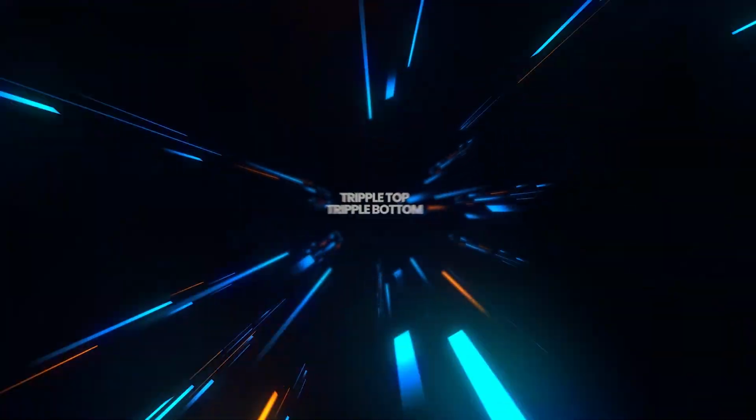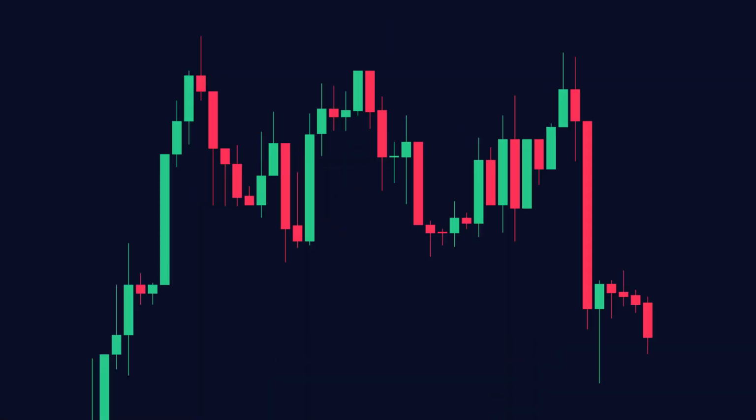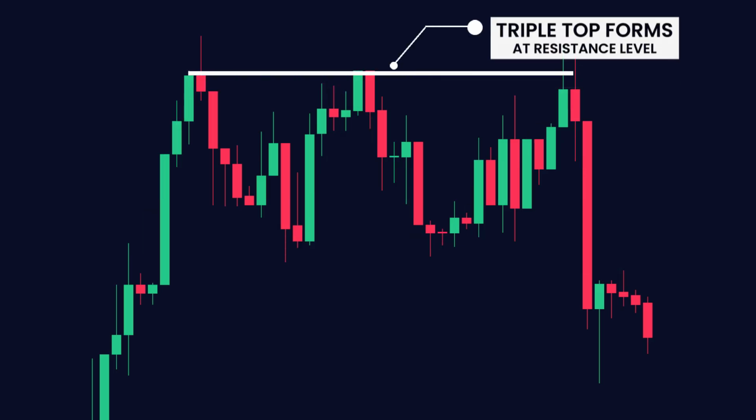Diving into the triple top and triple bottom pattern. Let's start with the triple top. This pattern typically forms after a strong upward trend. You'll see the price reach the same high point 3 times in a row. This repeated resistance forms the triple top.